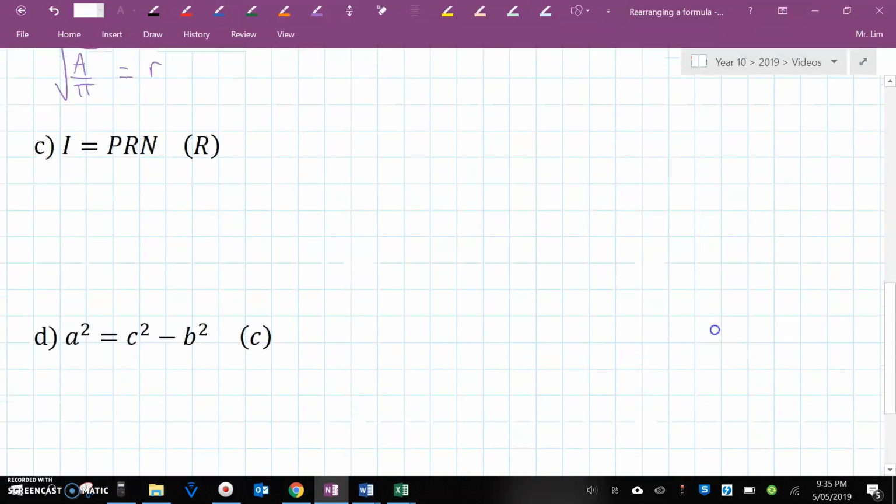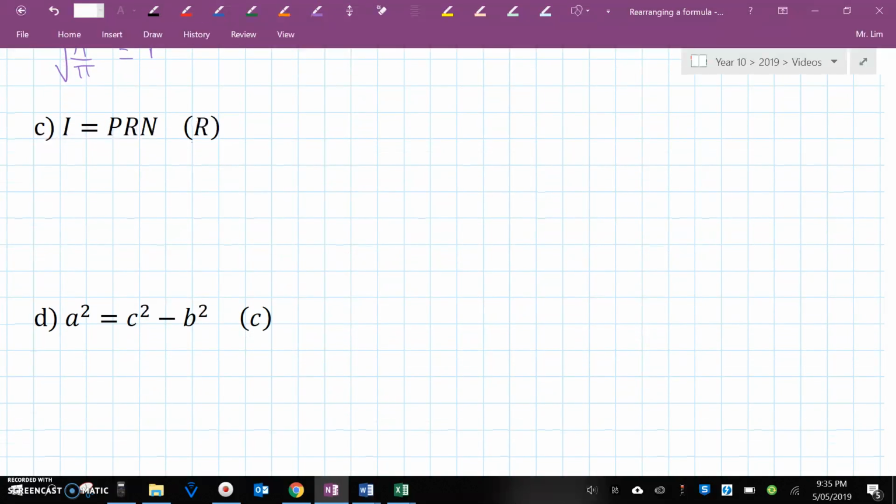In question C, we have I equals PRN. This is the simple interest formula. We want the rate by itself, which means we need to get rid of P and N. How do we get rid of P and N? Well, they are all multiplied together. So the opposite of multiply is divide. We're going to divide I by P and N, and that will give us R by itself.